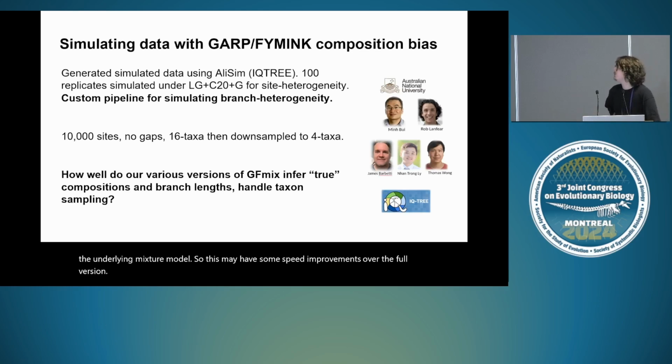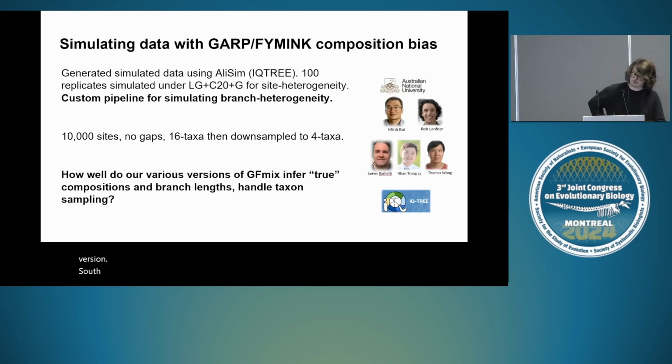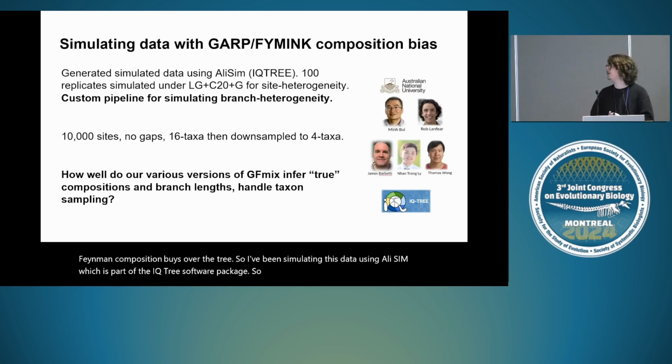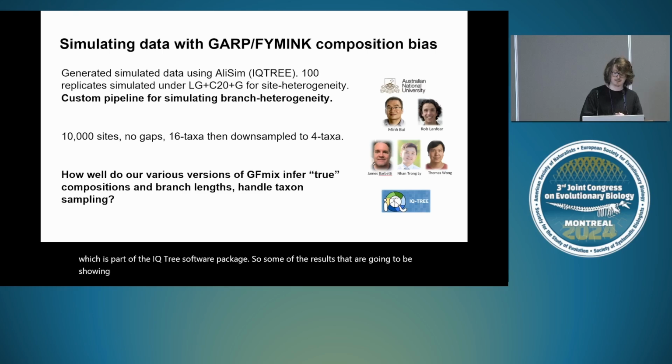So as I'm testing this out, we're using data which has been simulated to exhibit a GARP Phylogenomics composition bias over the tree. I've been simulating this data using AliSim, which is part of the IQ-tree software package. Some of the results that I'm going to be showing you are for 100 simulated replicates, which were simulated using a C20 profile mixture model for site heterogeneity.